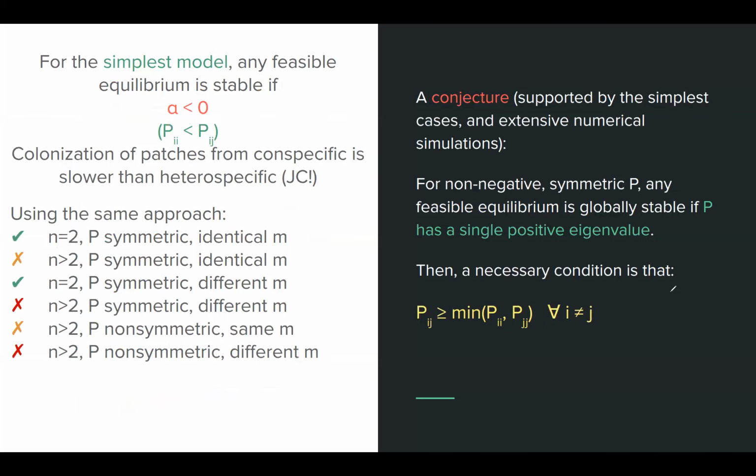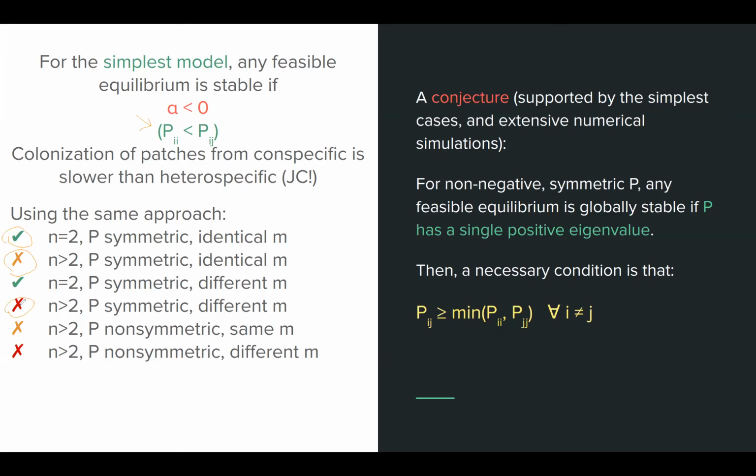And then using the same type of technique, right? Now this is work in progress really. You can try to complicate the model more and more, but for the simplest model, the condition for stability is a feasible equilibrium and alpha lower than zero, which you can translate into what? The colonization rate for conspecifics is lower than that for heterospecifics. So it's really more the Janzen-Connell hypothesis than the happy case in which you find the patch already suitable for you. And then you can use the same approach to prove, for example, two species, P symmetric, identical M, which is basically the case that we already have, greater than two, and identical M, and then you can go down the list. So here, a green check mark means we're finished with this. Orange means we have some special cases or local stability, and red, we're still working on it.